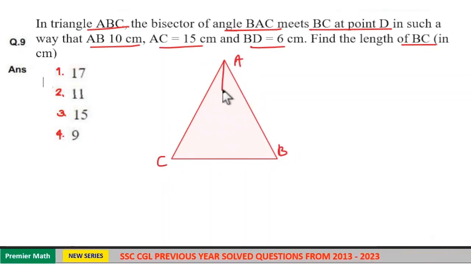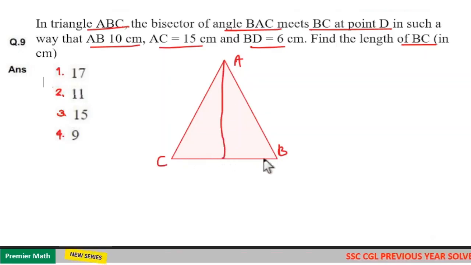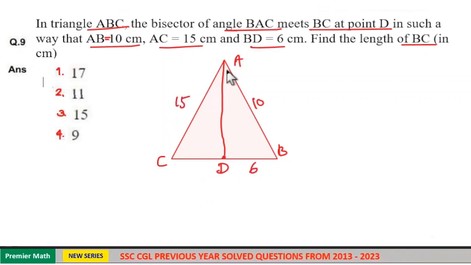This is the bisector of angle A, and it meets BC at point D. Here AB is 10 cm, AC is 15 cm, and BD is 6 cm. Whenever an angle bisector meets the base, the ratio of the corresponding sides are equal.